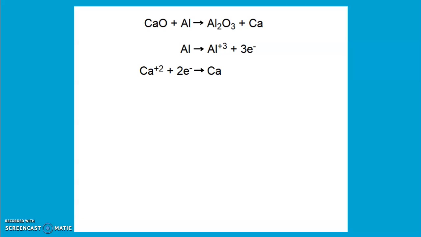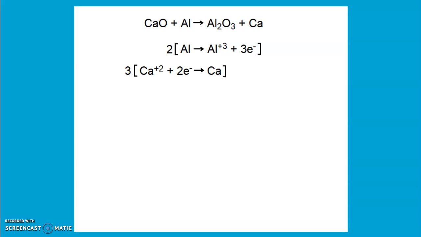So the least common multiple of the 3 electrons and the 2 electrons is 6. So you have to multiply the aluminum reaction by 2 and the calcium reaction by 3. Now we have 6 electrons in total for both halves. And now we have our aluminum giving up 3 electrons, and 2 sets of them, so aluminum giving up 6 in total, to the calcium, which is now each taking on 2, so 6 in total there also, to be reduced back to its elemental state.